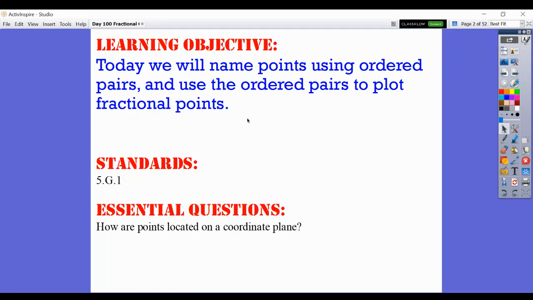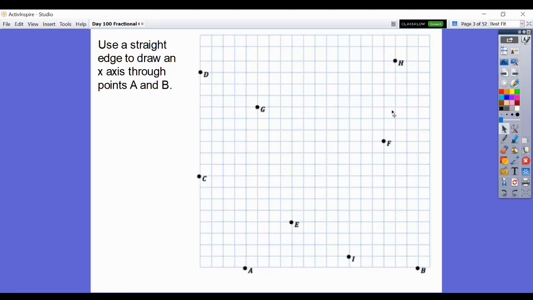Today's learning objective is we will name points using ordered pairs and use the ordered pairs to plot fractional points. The standard is 5G1, and the essential question is, how are points located on a coordinate plane? And as always, you can pause. If I'm going too fast, pause and go back and read it again and listen to it again, and then hit play and continue on.